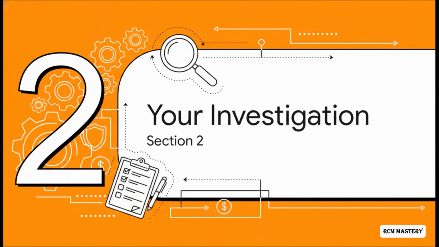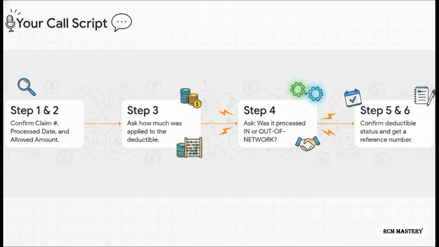All right, so how do you verify it? You need a plan, a script. Let's build out the perfect checklist so you can get all the answers you need in one single phone call. This right here is your toolkit. When you get that insurance rep on the line, these are the 6 things you need to find out. Get the basics first, claim number, process date. Then get the money details. What was the allowed amount and did all of it go to the deductible?